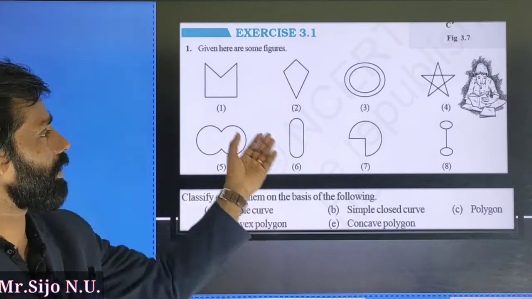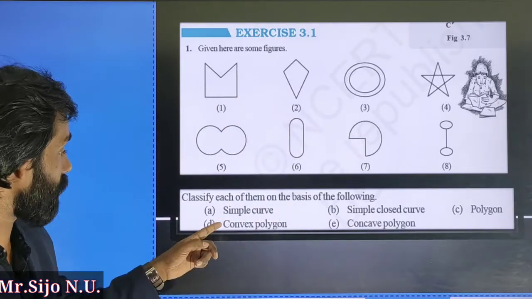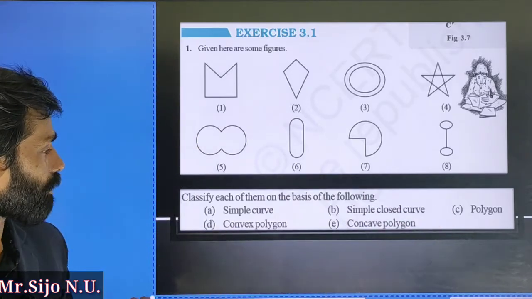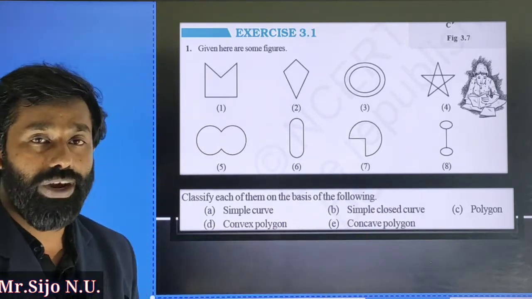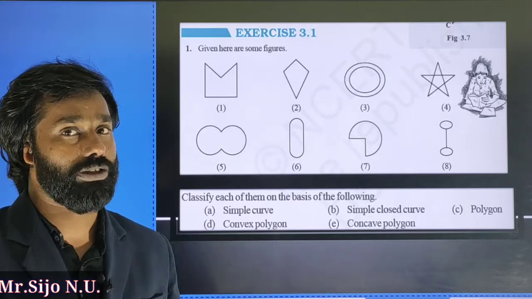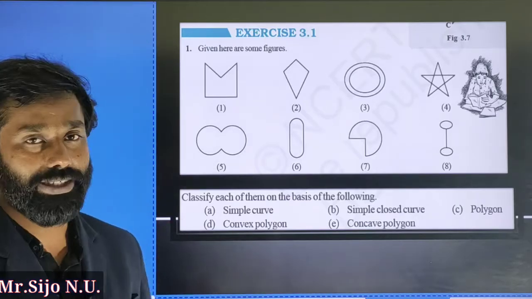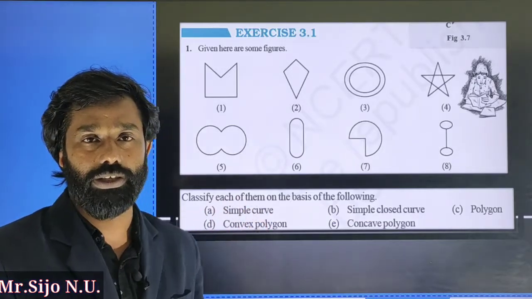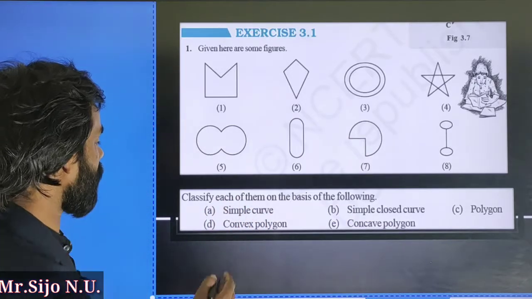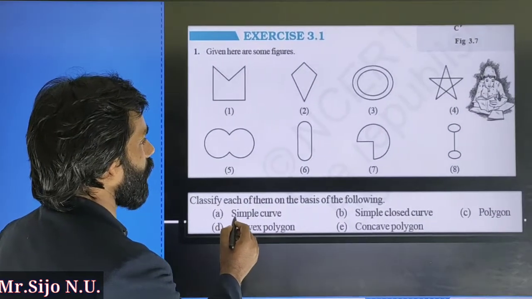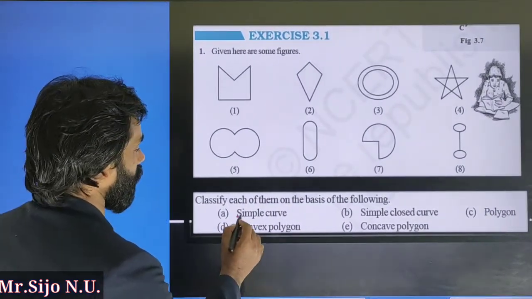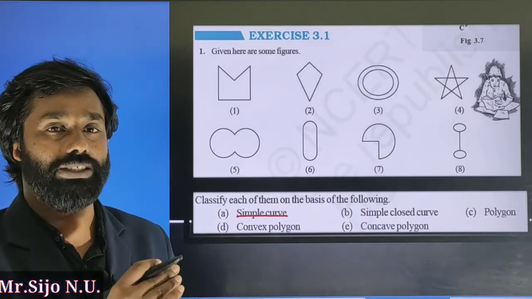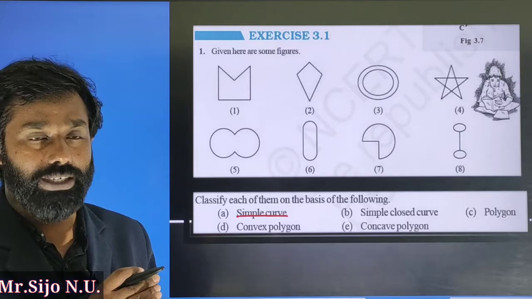We have to classify these figures as simple curve, simple closed curve, polygon, convex polygon, concave polygon. We are already familiar with this concept, right? So we can categorize these figures into these groups. The first one, let us consider simple curve. We know a simple curve means it should not cross itself. Such curves are called simple curves.